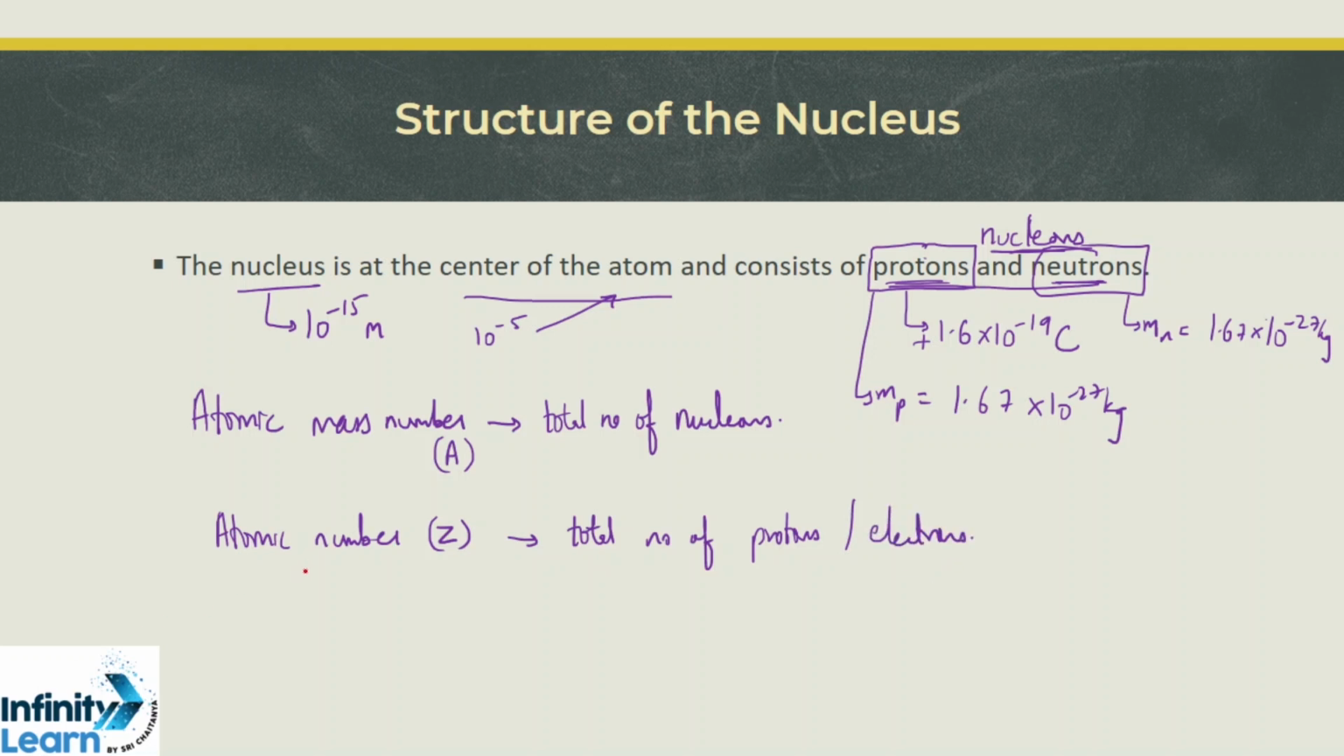So we have got two things over here: atomic number Z, which is the total number of protons, or the total number of electrons in a neutral atom. Then we have the atomic mass number, denoted by capital A, which is the total number of nucleons, protons plus neutrons. Plus we have also seen the masses and the charges of the protons, neutrons and electrons.